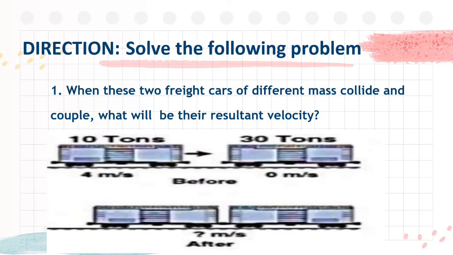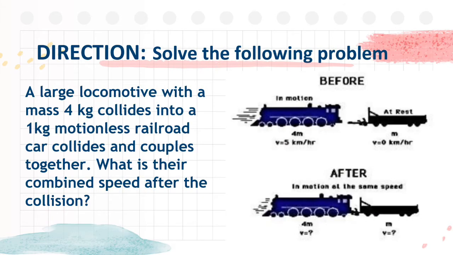Solve the following problem. For the first problem, when these two freight cars of different mass collide and couple, what will be their resultant velocity? A large locomotive with a mass of 4 kg collides into a 1 kg motionless railroad car and couples together. What is their combined speed after the collision?